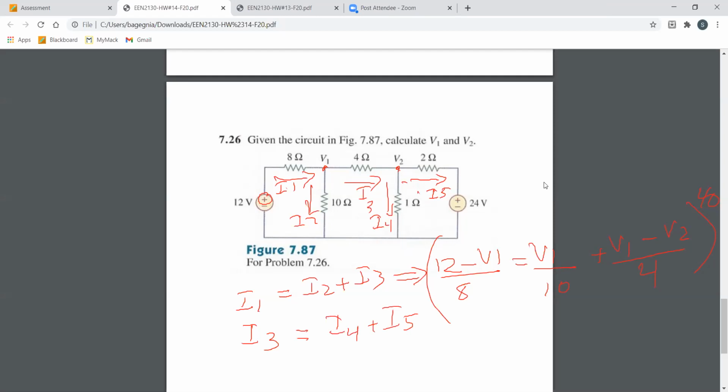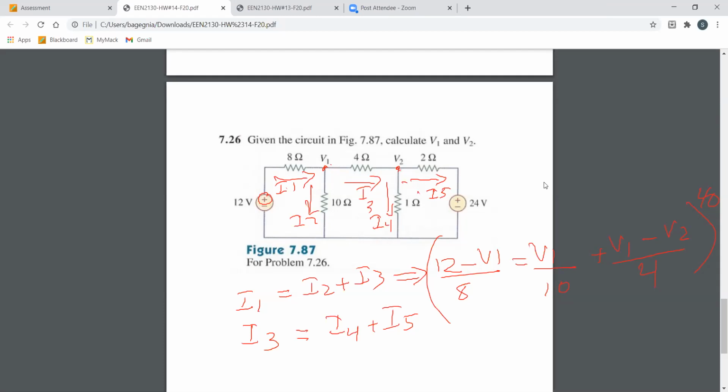Okay, in I3, we have V1. Again, you could write down all the currents before you start applying the KCL. I1 is 12 minus V1 over 8. I2 is V1 over 10. I3 is V1 minus V2 over 4. I4 is V2 over 1. And I5 will be V2 minus 24. Or you could use it in the equation directly.